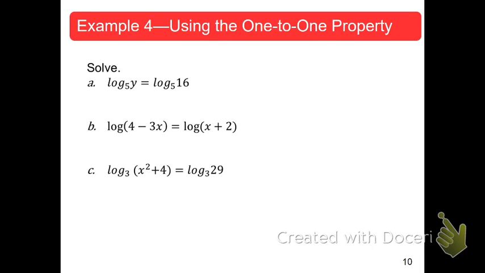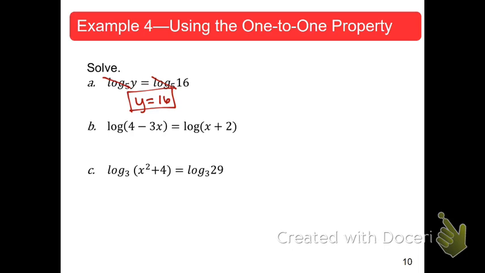Okay, here in example 4, we can see we're going to be using a lot of that one-to-one property. So if you look at A, we see that we have log base 5 of y equals log base 5 of 16. Again, I've got log base 5 equal to log base 5. We can cancel them, so we know that y has to equal 16.